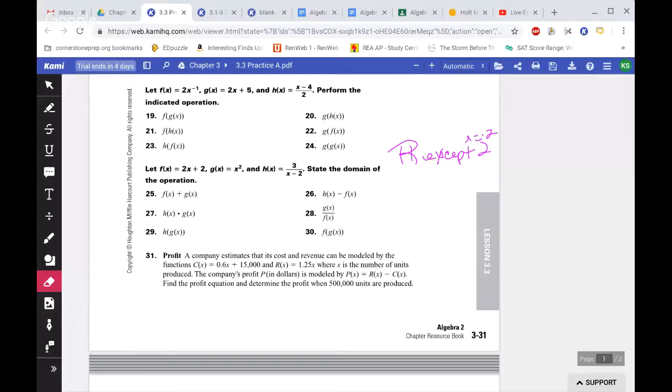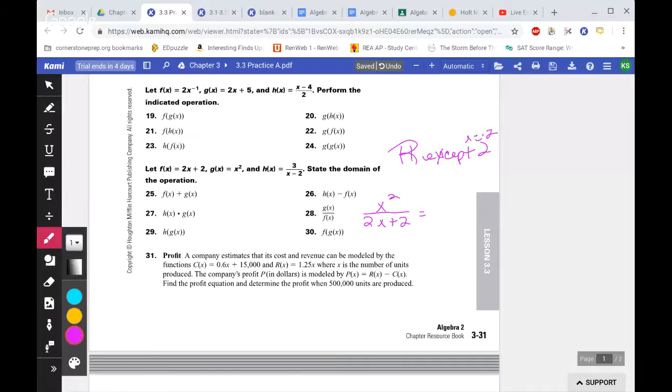And let's see what happens if we do g, x squared divided by f of x, 2x plus 2. What would x have to be in order for a 0 to be in the denominator? -1. So it's all real numbers except x equals -1 for 28. Does that make sense? Yes, ma'am. That's for 28.